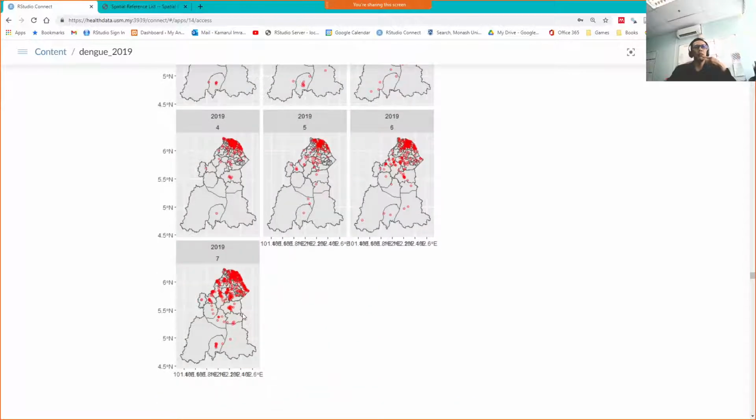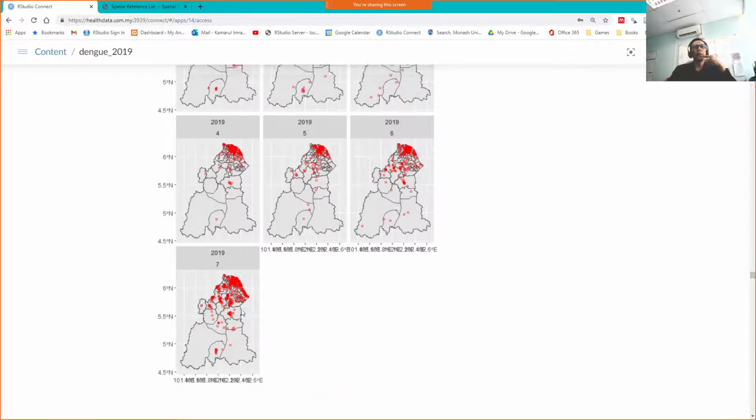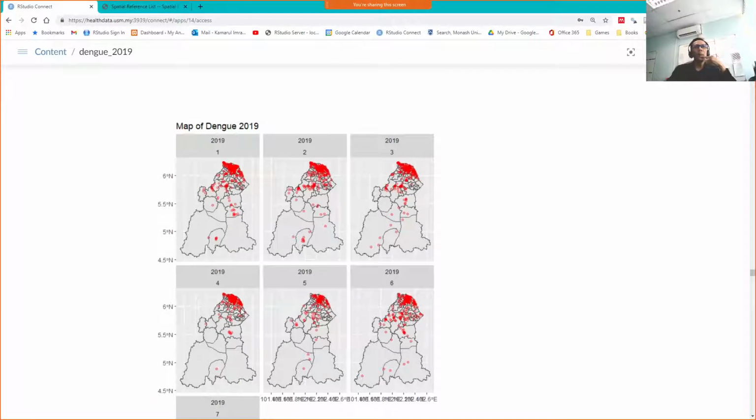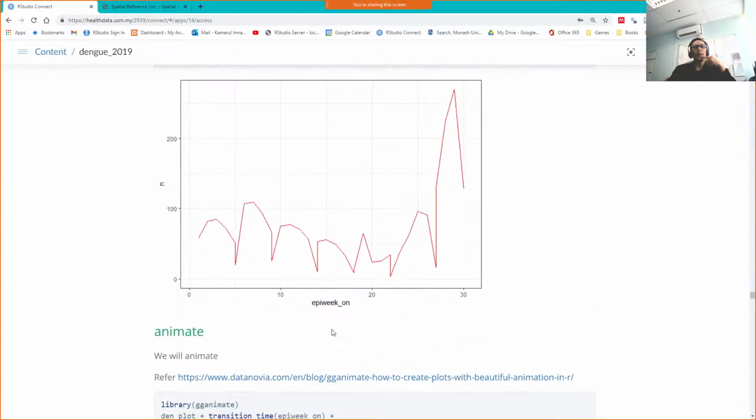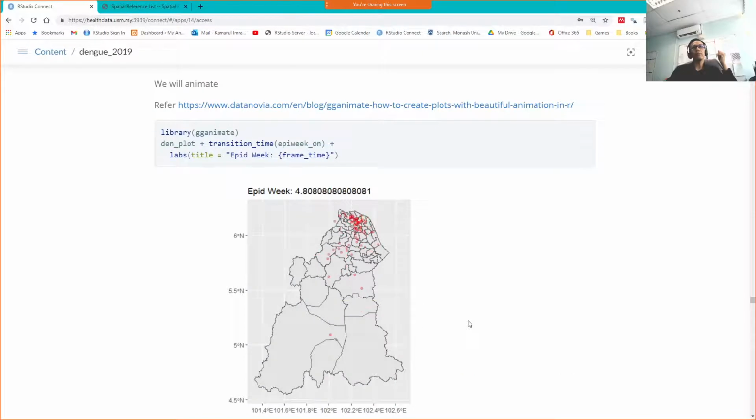I've got data until July only, right? Okay, yeah, no problem. But you can see 1, 2, 3, 4, 5, 6. Okay, and then this is the time series data with epi week on the x-axis. So you can see the data goes up and down, and then of course in July, suddenly cases increase quite a lot, right?